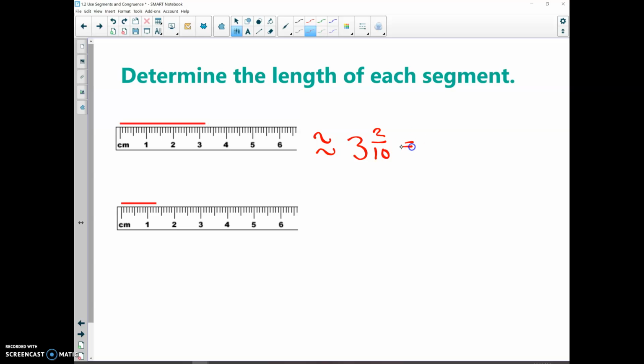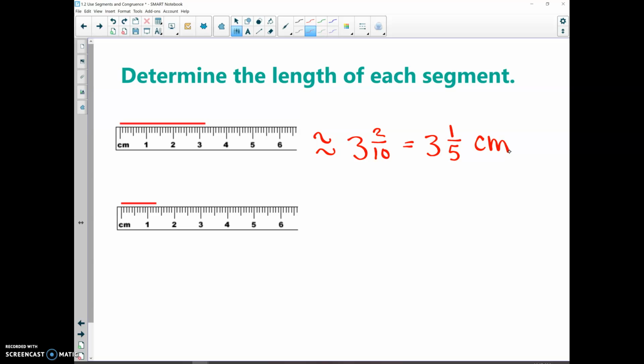Simplifying this would be 3. What number goes into both 2 and 10? That's 2. So 2 divided by 2 is 1. 10 divided by 2 is 5. So that distance of that segment is approximately 3 1/5 centimeter.